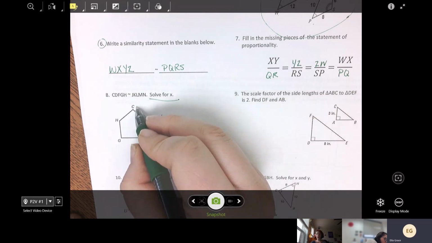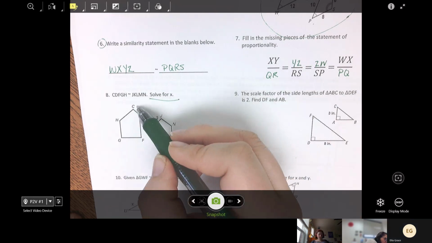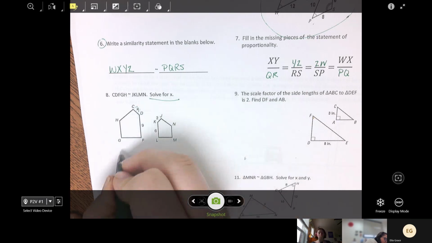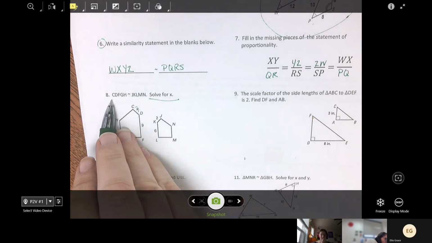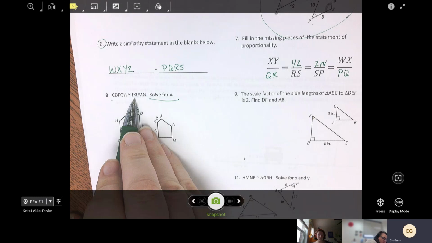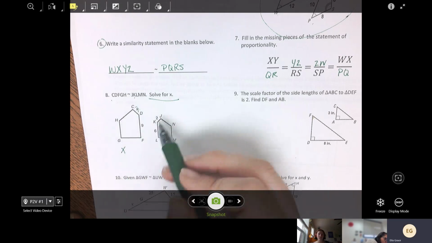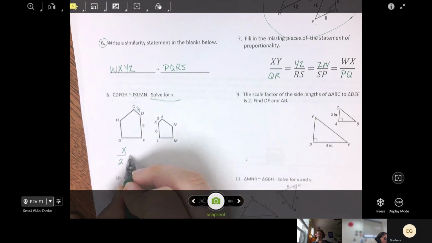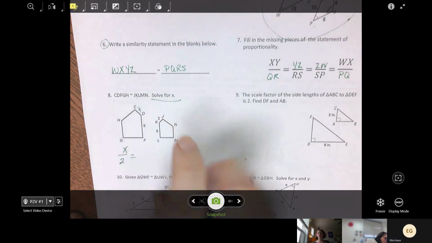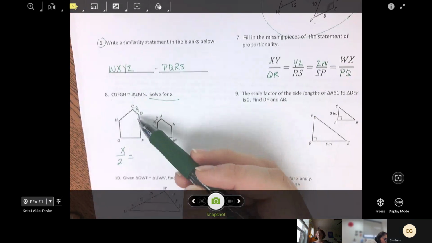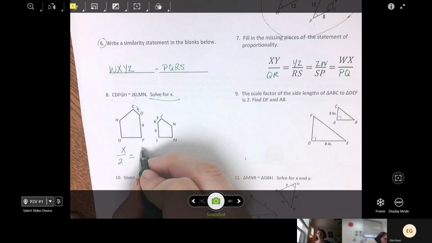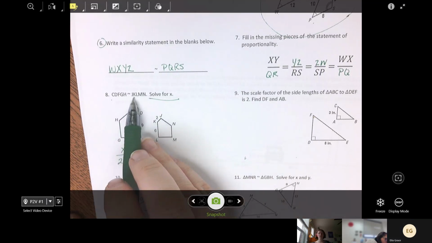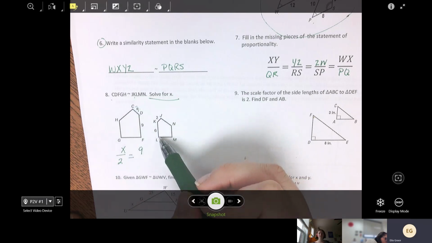So we need to set up a statement of proportionality that has X in it. So CD is your X. What corresponds with CD? JK. So that's going to be X over 2. And then let's use DF, which is 9. DF corresponds with what? KL.